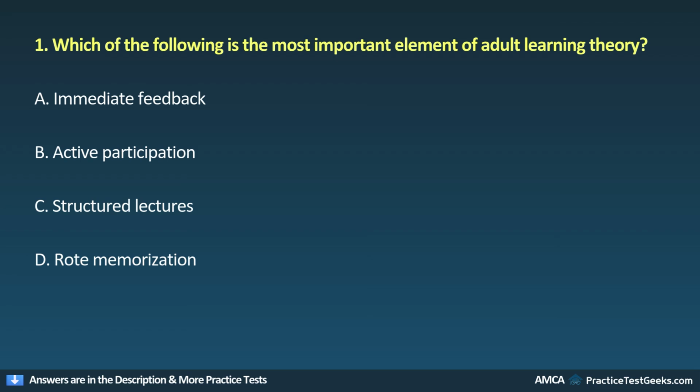1. Which of the following is the most important element of adult learning theory? A. Immediate feedback. B. Active participation. C. Structured lectures. D. Rote memorization.